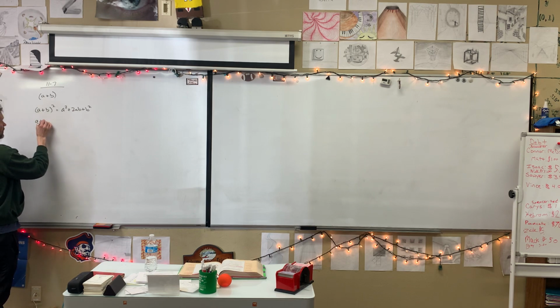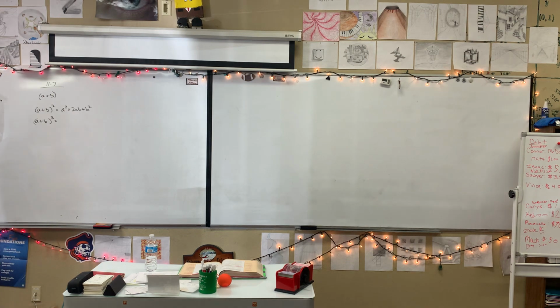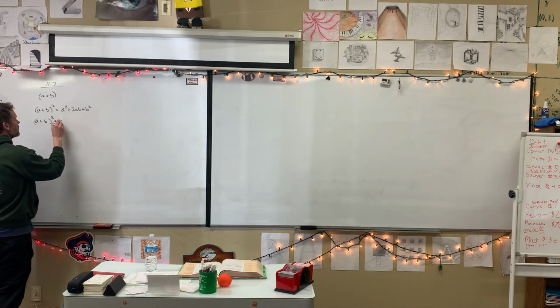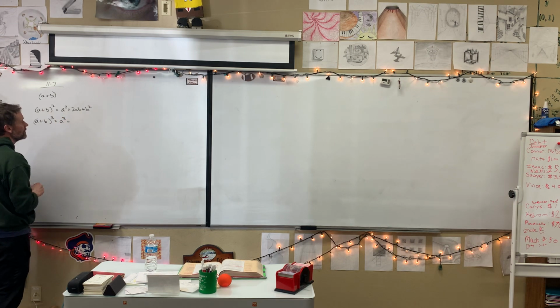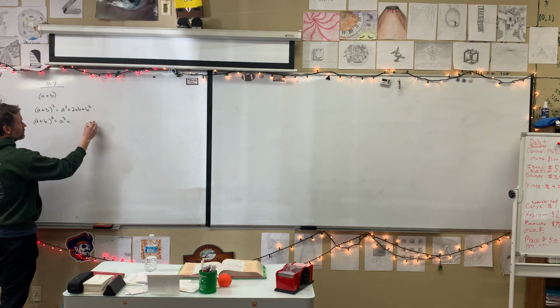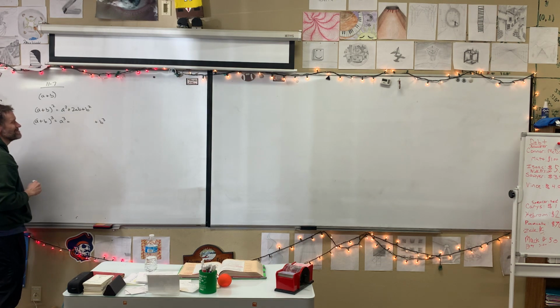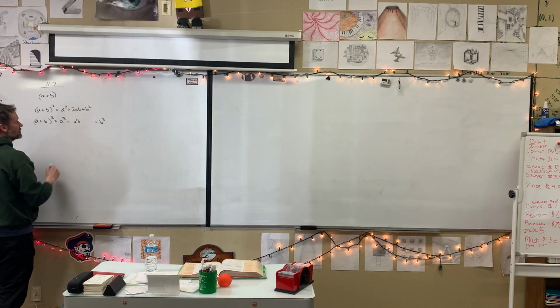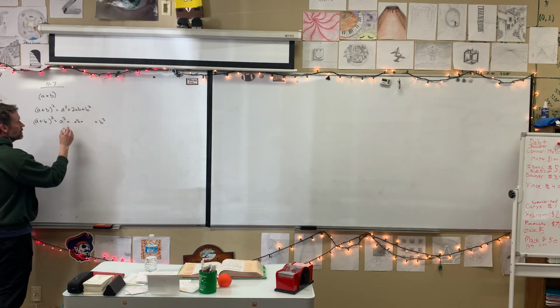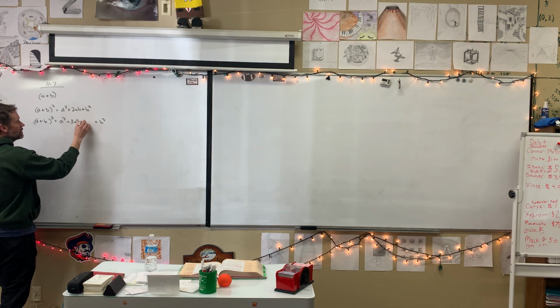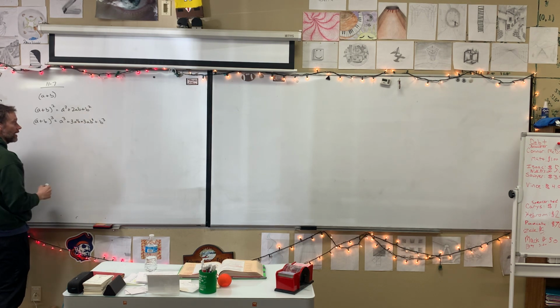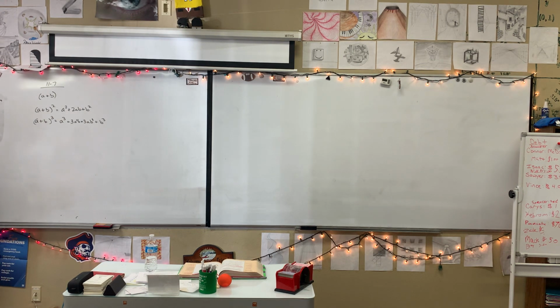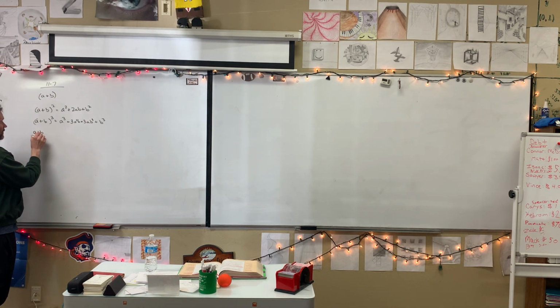Very good. And then if I have a plus b quantity cubed, we'll do just one more of these. What does that come out to be? A cubed plus 3a squared b plus 3ab squared. Nice work. Now you want to try the fourth?